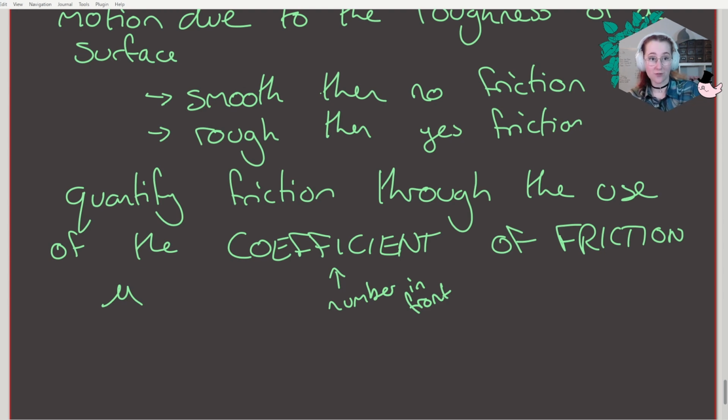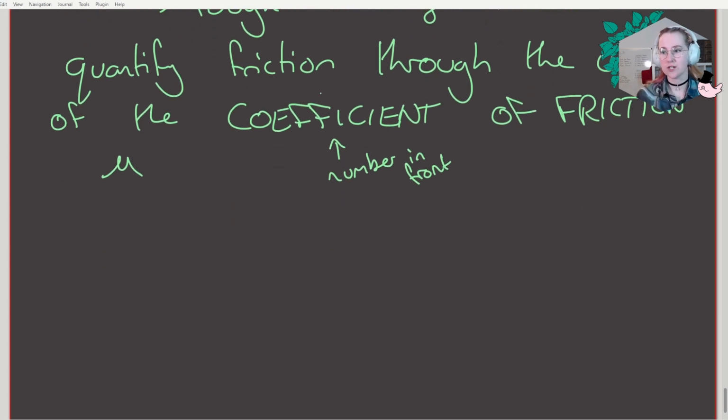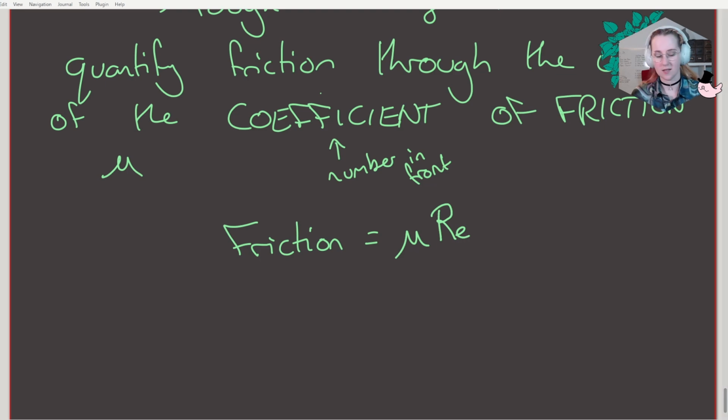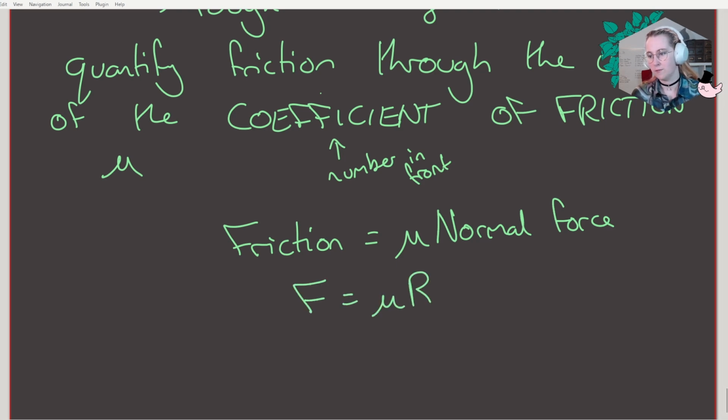Remember your quadratic formula: x is minus b plus or minus the square root of b squared minus 4ac, all over 2a. The a, b, and c in that are the coefficients of the equation, just a fancy way of saying a number. And the reason it's a coefficient is because the friction that a body feels is a coefficient times its normal force, R. So F is mu R.